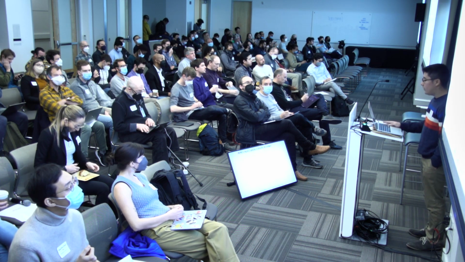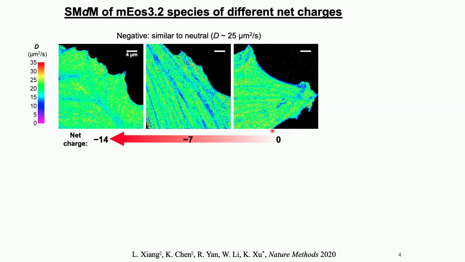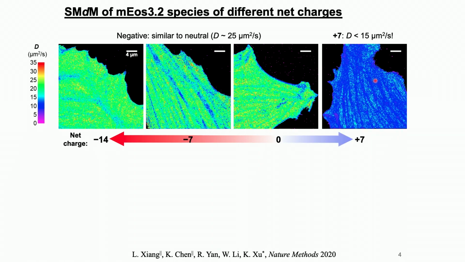One question that we were interested in investigating was how the protein's net charge impacted diffusivity inside of the cell. Interestingly, as we modified the charge of this mEos3.2 protein, we didn't see a significant change in the diffusivity when it was negatively charged. However, when we made the protein positively charged, we saw a significant reduction from about 25 micrometers squared to less than 15 micrometers squared per second in diffusivity, really beckoning the question of what mechanism is driving this diffusivity slowdown.